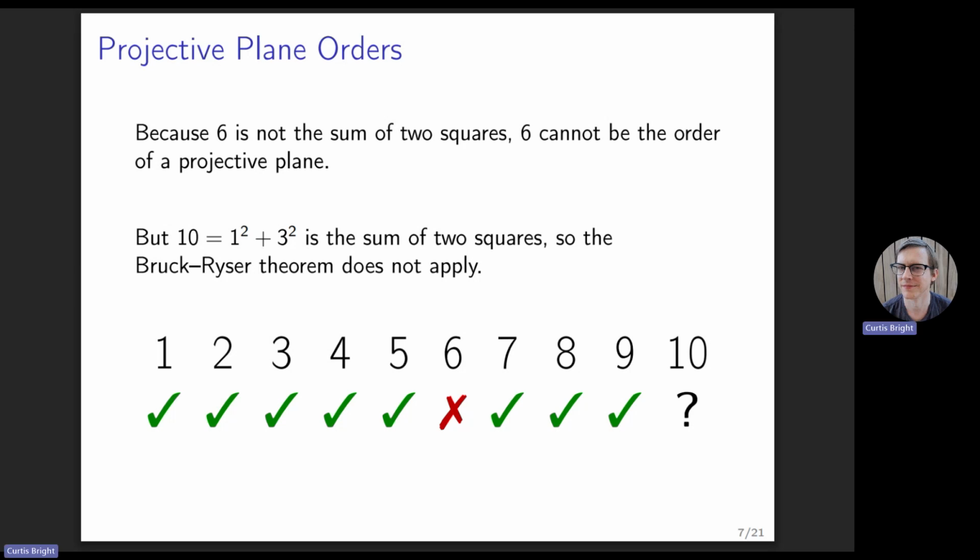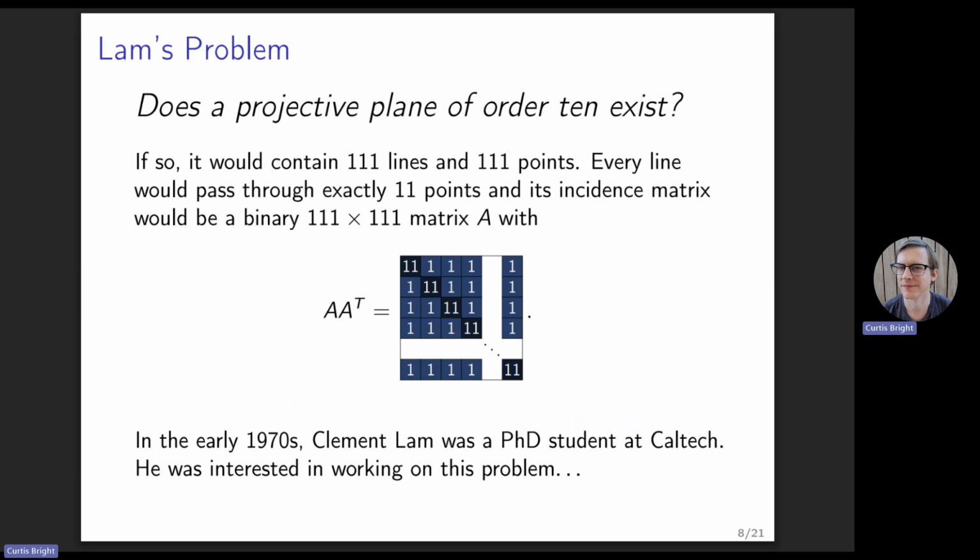Every other integer up to 10 is a prime power. And 10 obviously is not a prime power, but 10 is the sum of 2 squares. So Bruck-Reiser doesn't apply, right? Obviously, if the prime power conjecture is true, then there's no projective plane of order 10. But we can't rule it out by Bruck-Reiser. So this was a famous problem, right? For decades, people wanted to answer the question. This is the first open case. And this is called Lam's problem now, right? Does the projective plane of order 10 exist?